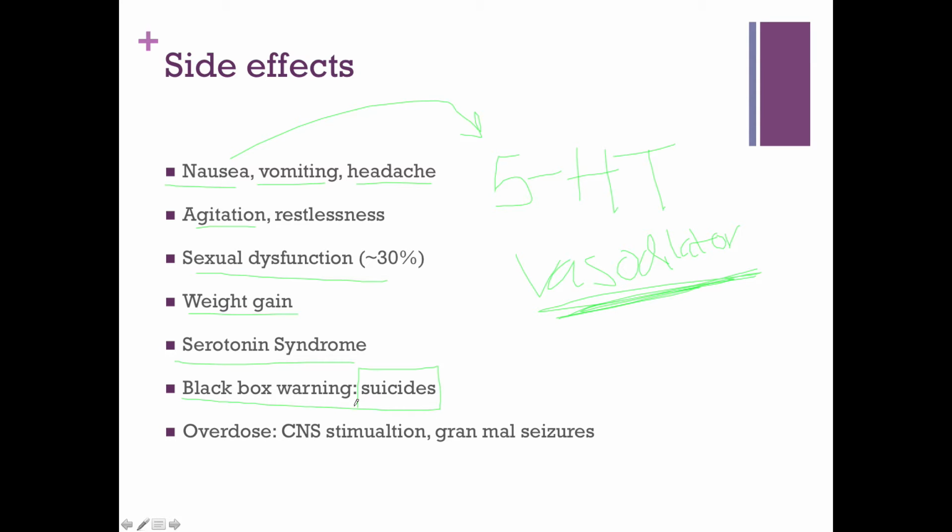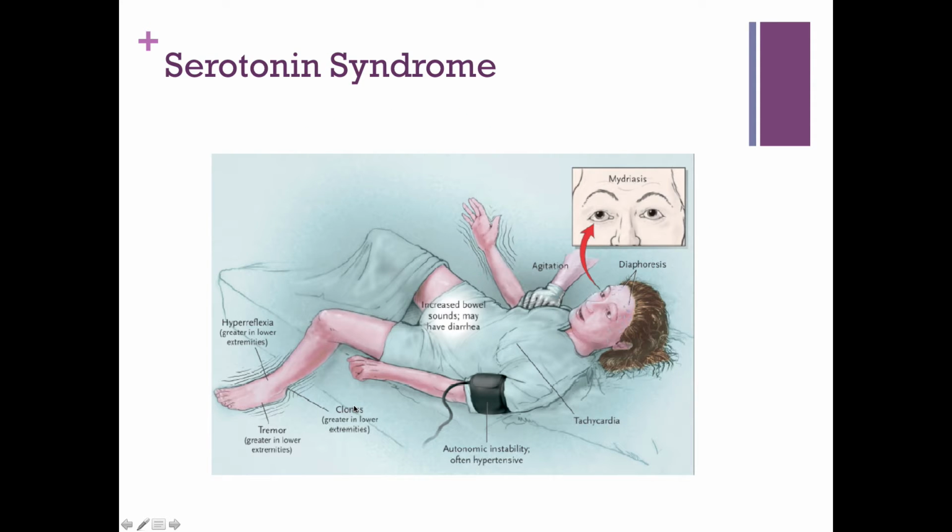There is an overdose effect with these. If you have too much serotonin, you get massive amounts of CNS stimulation, which can also progress into tonic-clonic seizures, which are also known as grand mal seizures. So serotonin syndrome is just really, really increased serotonin.